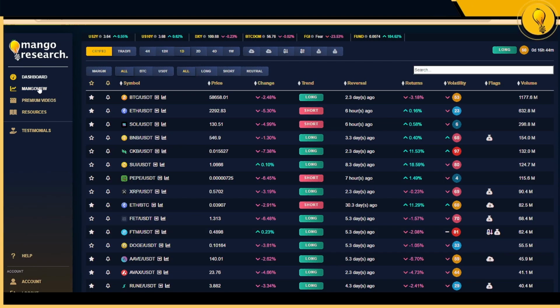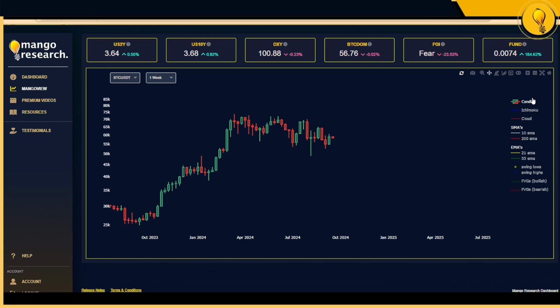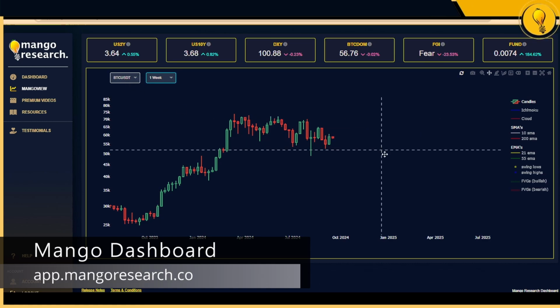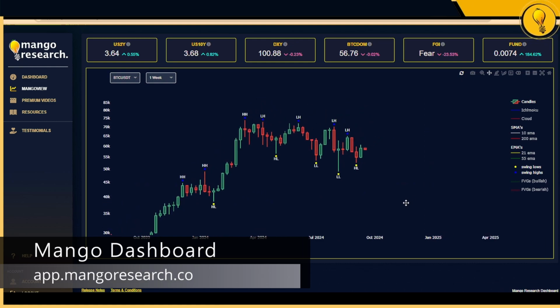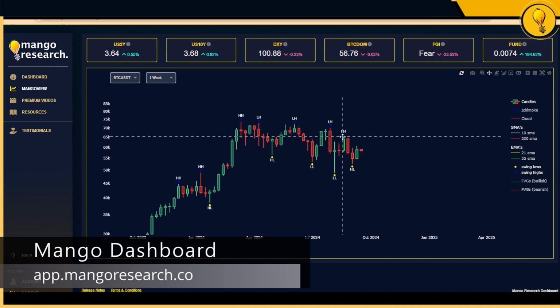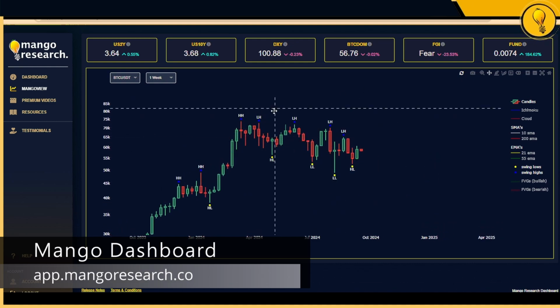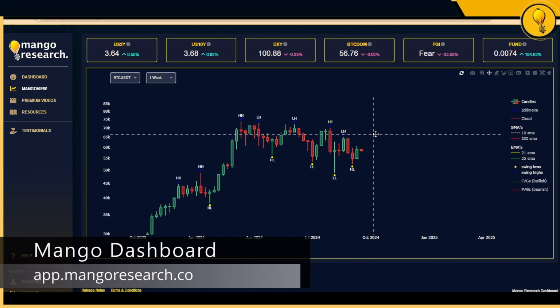Click on your Mango view right over here. It'll take you to this page. Make sure you're on your weekly on your drop down, looking at Bitcoin. And all you need to do after this is click on your swing lows, swing highs. That's it. Just look at this. What you want to start seeing is these lower highs get taken out. Bitcoin has a lot of work to do before you can start saying, hey, it is extremely constructive on the weekly time frame.